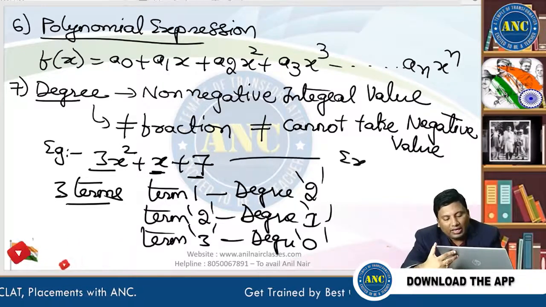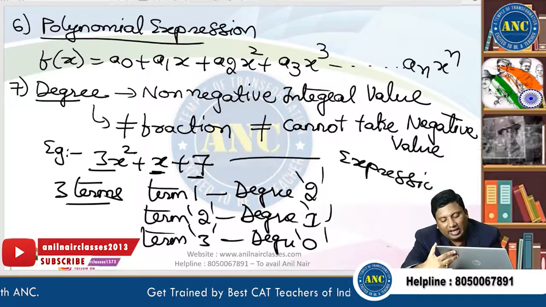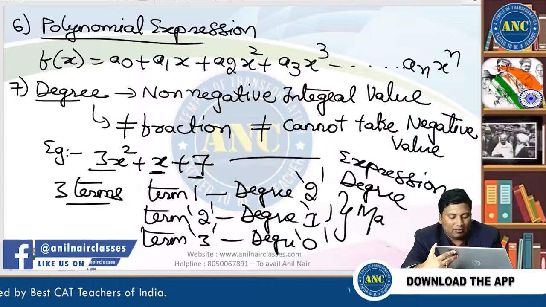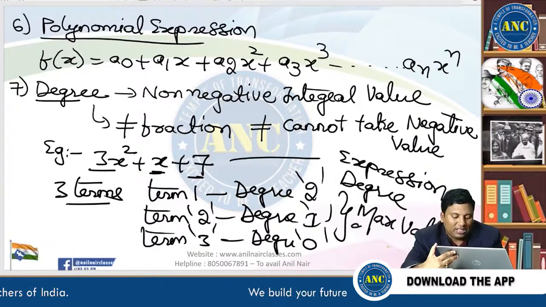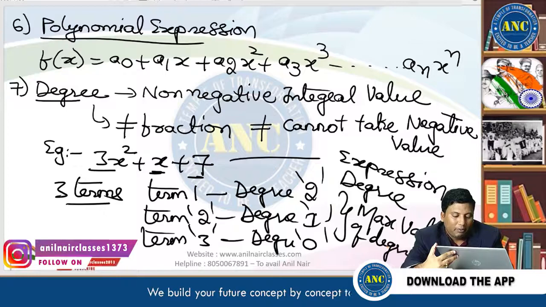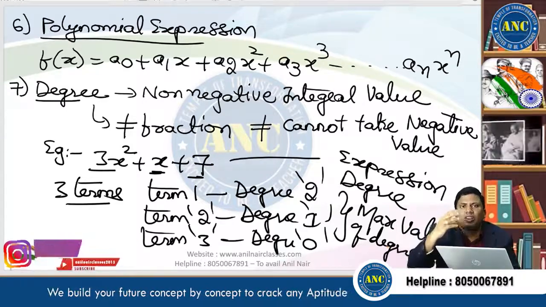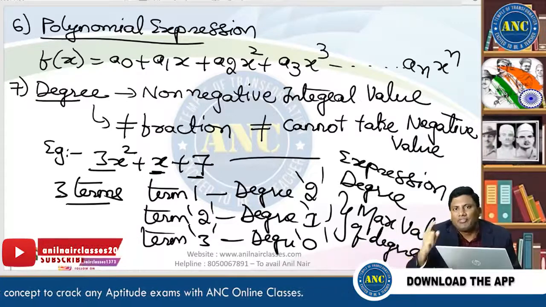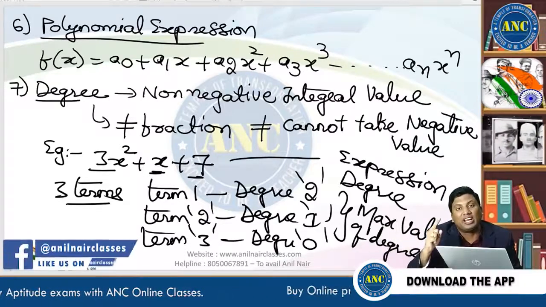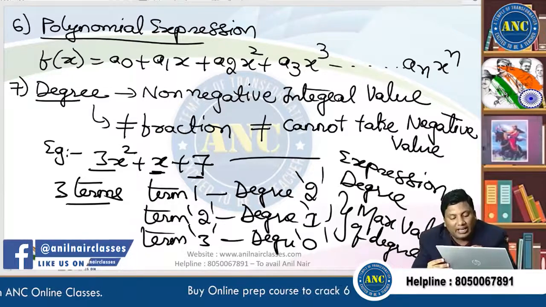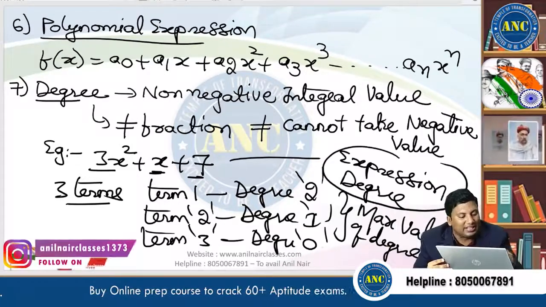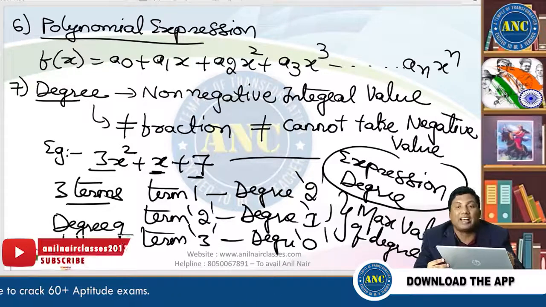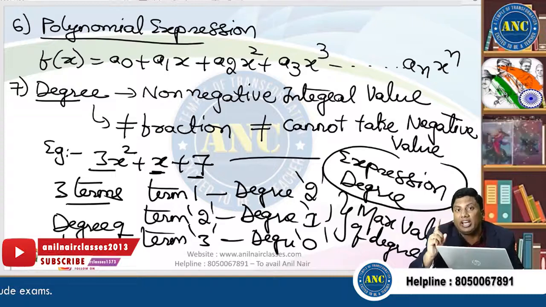This is nothing but an expression. What is the degree of that expression? The degree of the expression is nothing but the maximum value of the degree of the terms. Find out the degree for each and every term and check which one is the maximum value. The one which is the maximum value for the degree of all the terms will become the degree of the expression. Here I discussed the degree of a term. In that, if I take the maximum value, that becomes the degree of that expression.